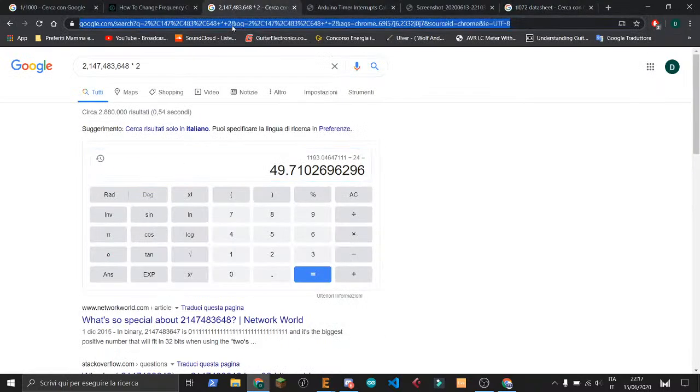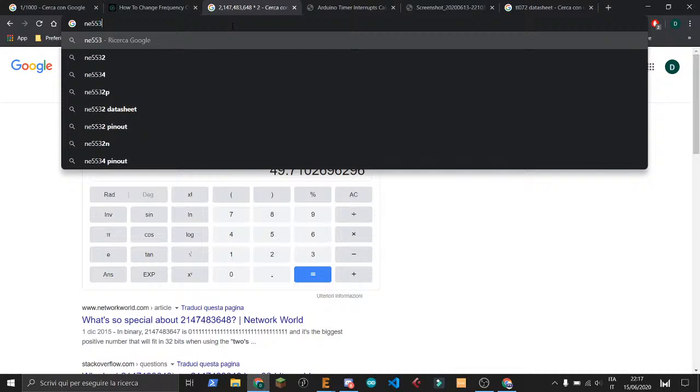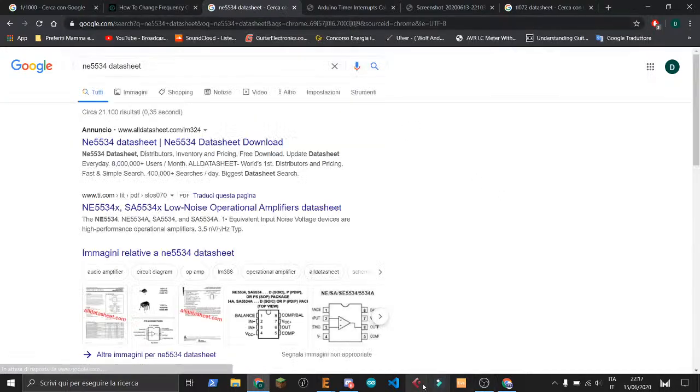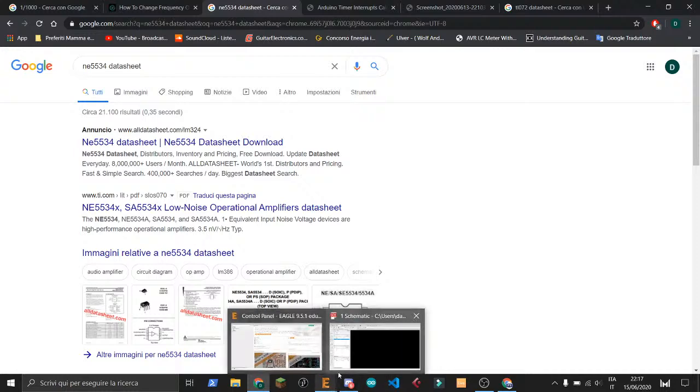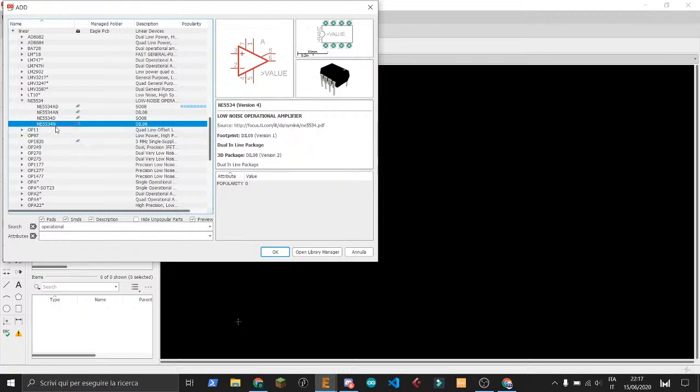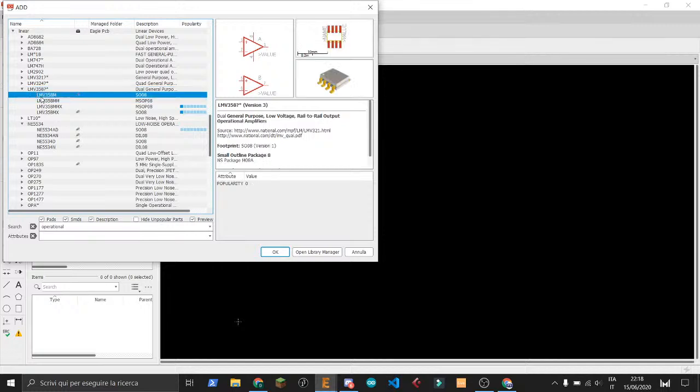So let's say TL072 datasheet, and we can say any 5534 datasheet. Is it 5532 or 34? 5534. Wait a minute. No, I need a dual operational amplifier. Here's the dual one. Yeah, I guess we will go with it.